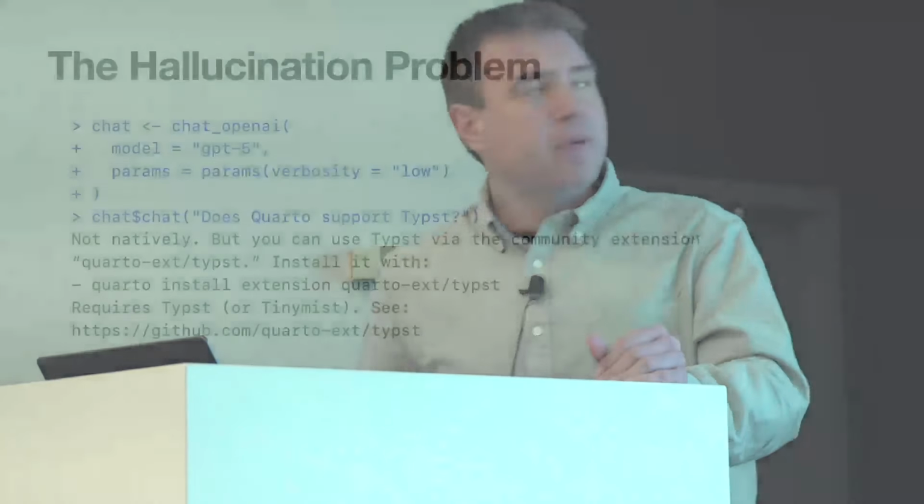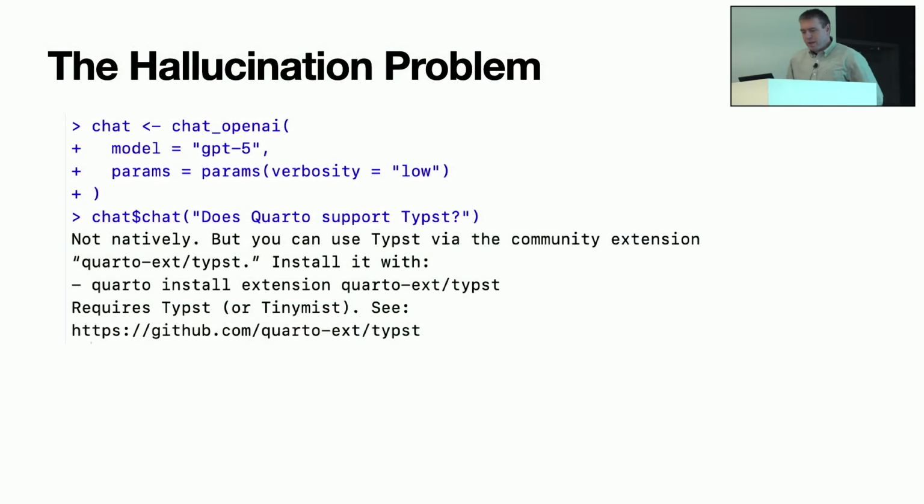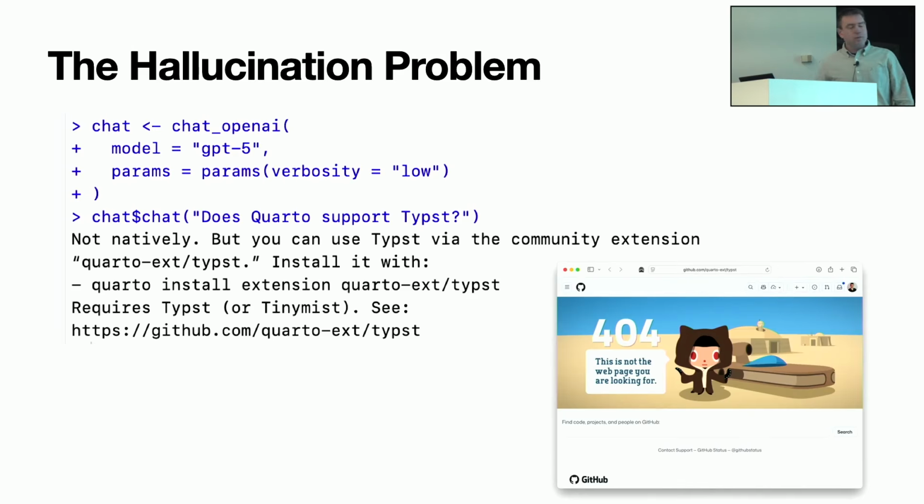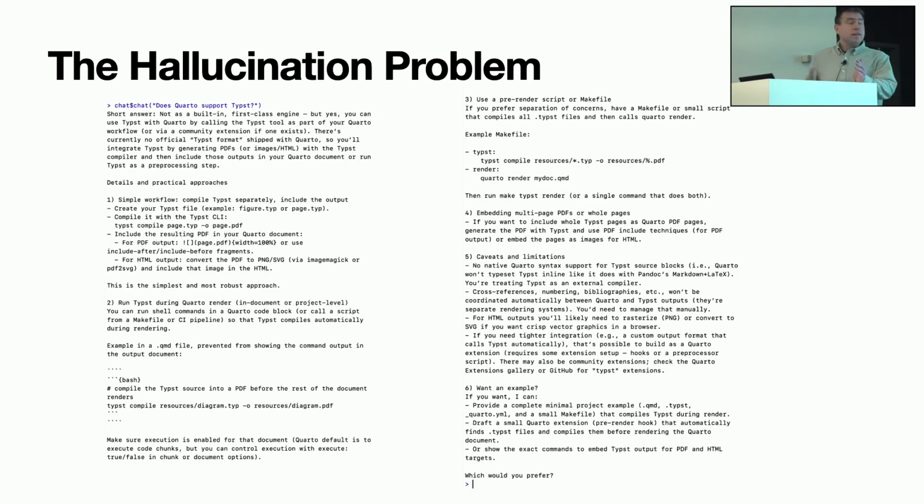Let's say you open up an Elmer chat with GPT-5 and you ask it a simple question: does Quarto support Typst? And if you're lucky and you know about that verbosity parameter, you will get a short answer with a URL at the bottom that you can follow and find out it's all made up. It's wrong. Quarto does support Typst. If you're unlucky, then you'll get 2 pages of slop telling you to make a makefile, and you'll spin for 10 minutes before you find out it's all wrong.